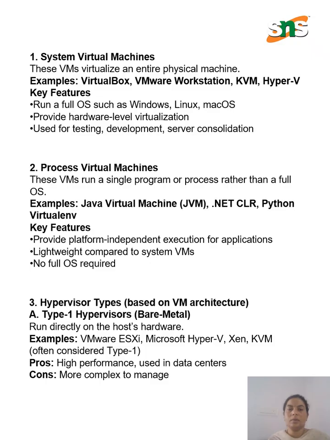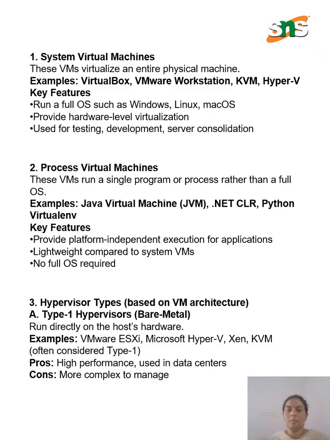Next, process virtual machines. These are VMs which run a single program or process rather than a full operating system. Popular examples are the Java Virtual Machine and .NET CLR. The key features are that they provide platform independent execution for all applications, and they are lightweight compared to system VMs, and do not require a full OS of the physical machine. This is one of the advantages of process virtual machines.